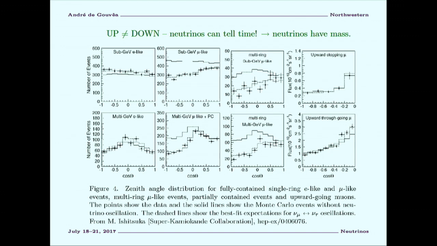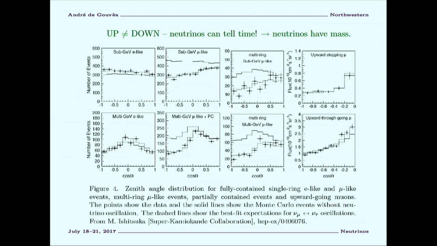This is the number of events that they get as a function of the direction where the neutrino is coming from. And this is cosine of theta. So cosine theta of 1, these are neutrinos coming from above, and cosine theta of -1 is neutrinos coming from below. And you see that there are lots of points. The points are data points.